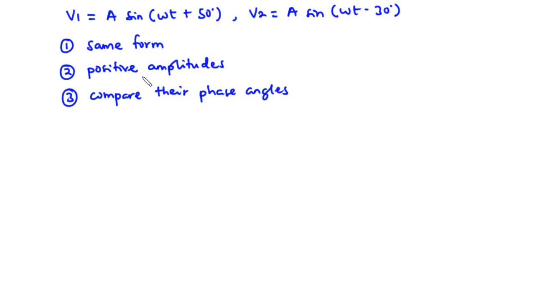So first of all, you make sure that the two signals are of the same form. Secondly, you make sure that the two signals have positive amplitudes. And then lastly, you can compare their phase angles to identify which of them is leading and which of them is lagging. So having this in mind, let's try to solve this example.